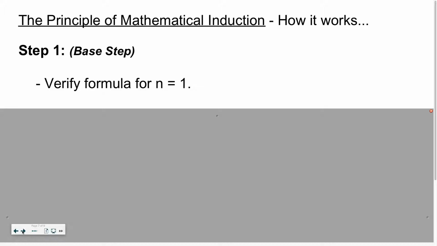So step 1 is what was described as the base step, and your only job in step 1 is verify your formula for n equals 1. So you have some formula. It's going to be a sum of a series. So adding up all the terms, just verify that it works for the first term. You're done.